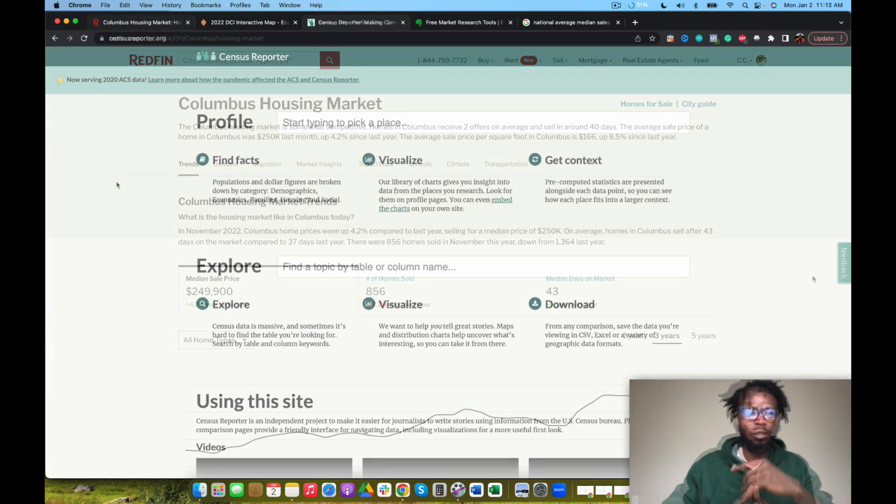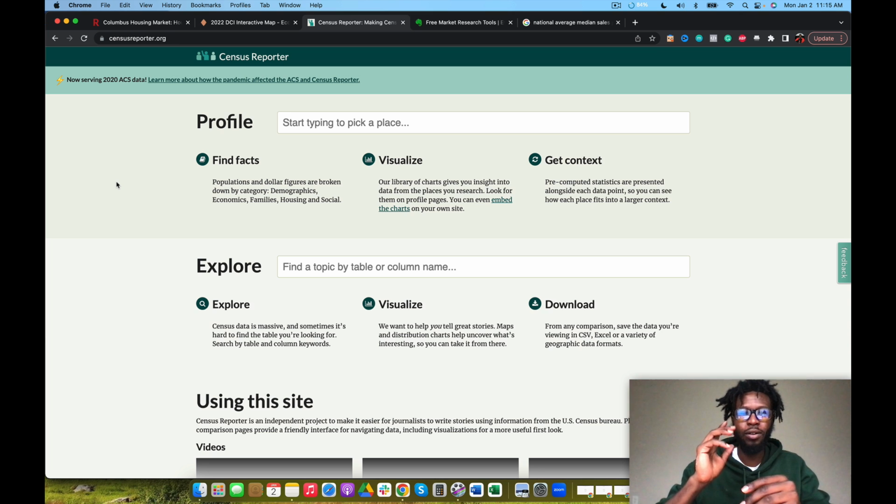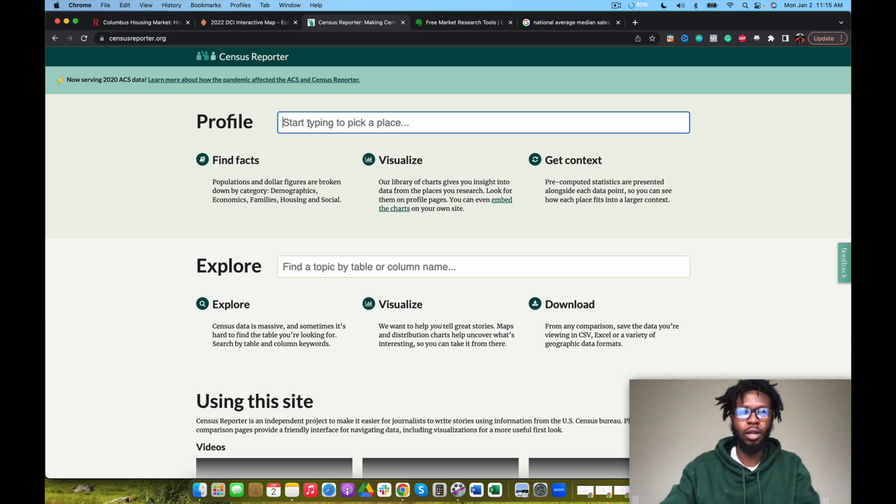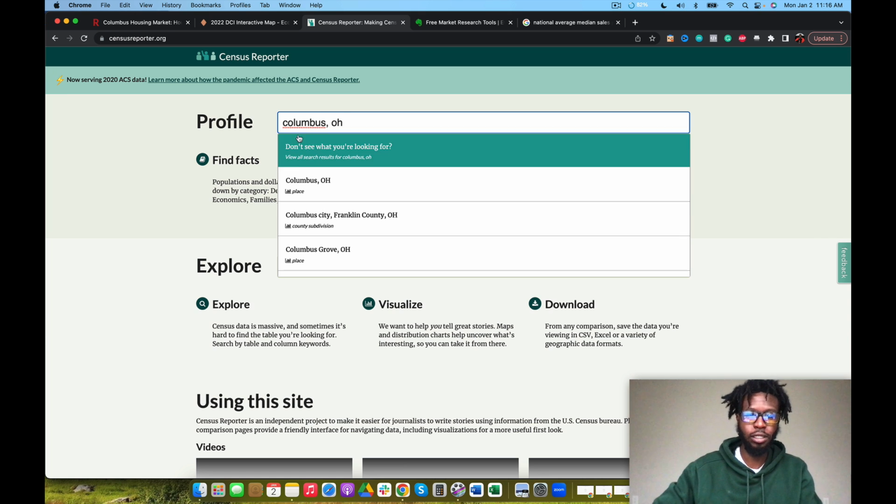That is stressful. All right, guys, now the last tool that I use is called censusreporter.org. And this is a secret weapon of mine that has a lot of data. And guys, it's accurate because it's coming straight from the United States government. And it's a .org website. So I'm going to use Columbus, Ohio as our example.